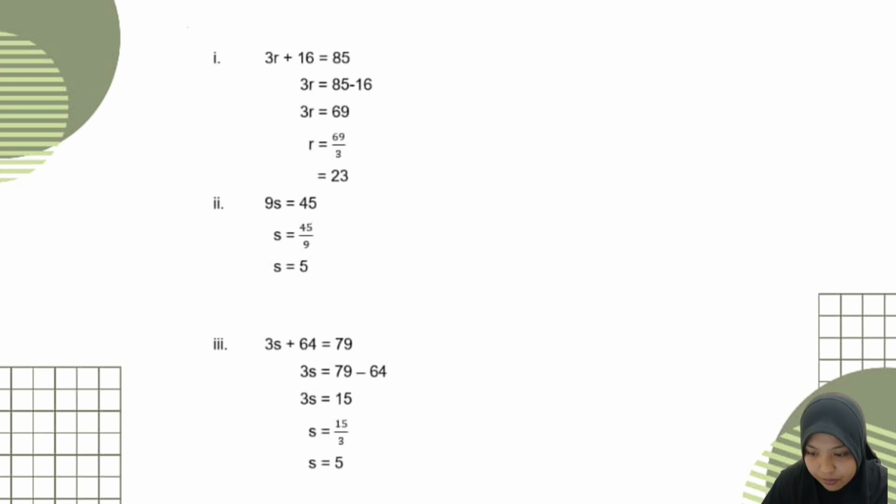For S, 9S equals 45. So S equals 45 over 9, S equals 5. For the third, 3S plus 64 equals 79. 3S equals 79 subtract 64, and 3S equals 15. So S equals 15 over 3, and S equals 5.